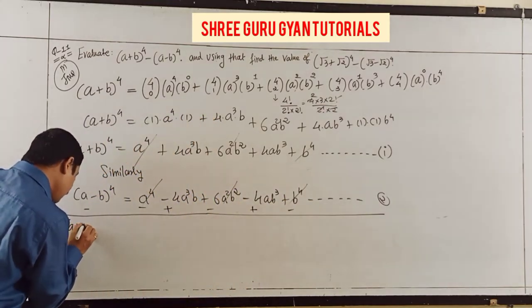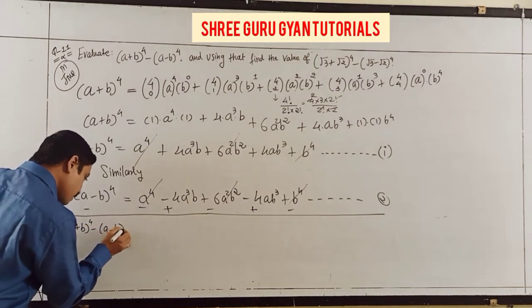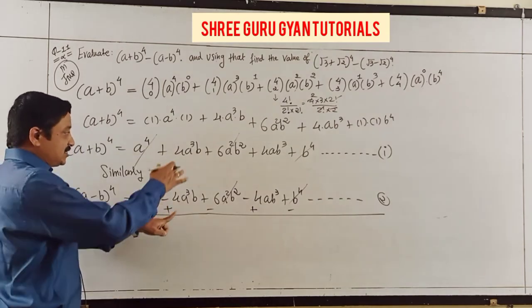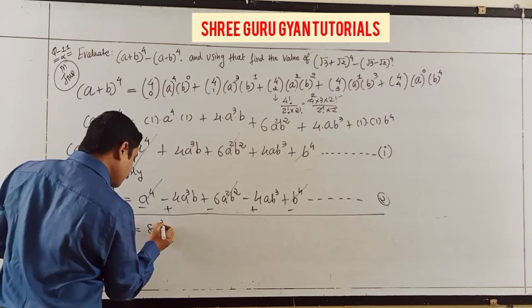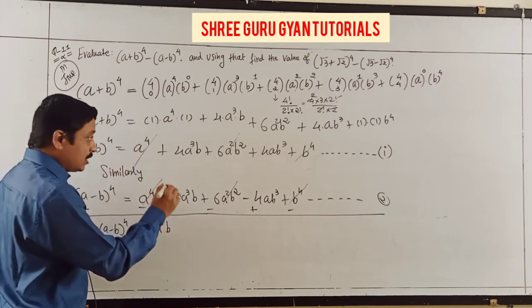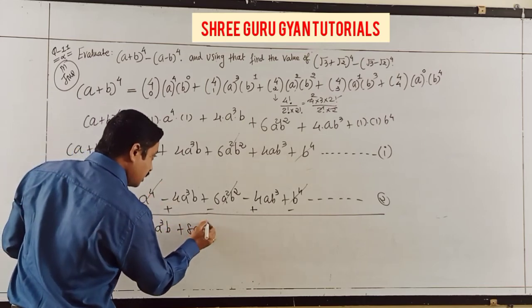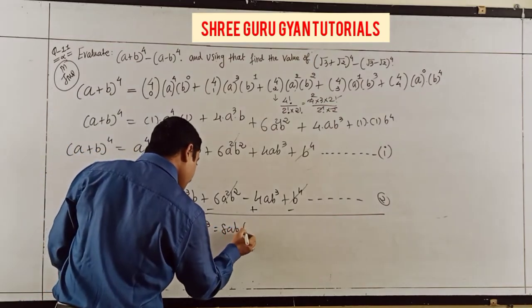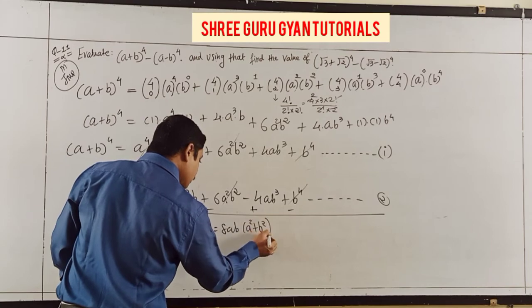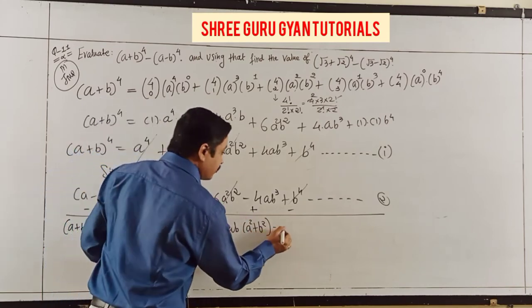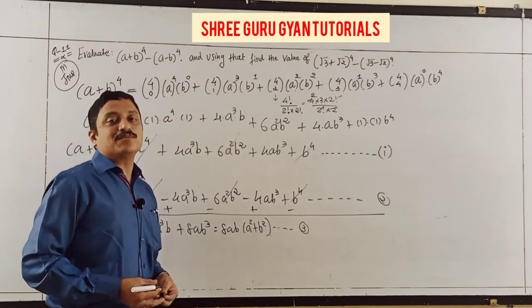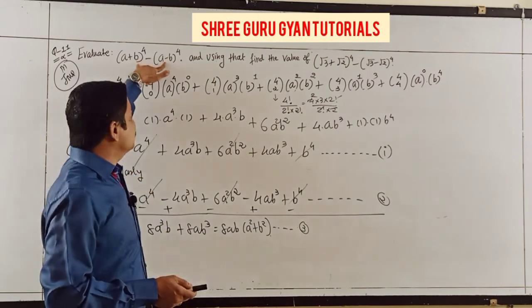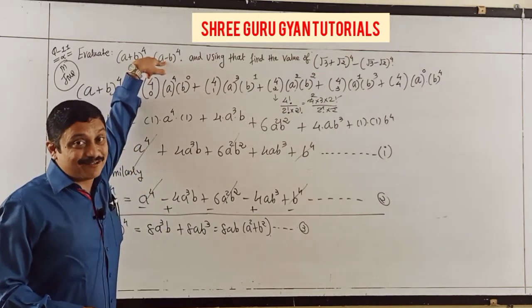(a plus b) to the 4 power minus (a minus b) to the 4 power equals 2 times 4 and 4, 8a cube b, again 8ab cube. And just continue: 8ab times (a square plus b square). That's your answer, statement number 3. And so let's stop at that. Your first sum is done.